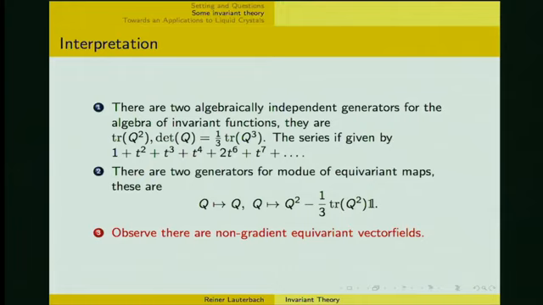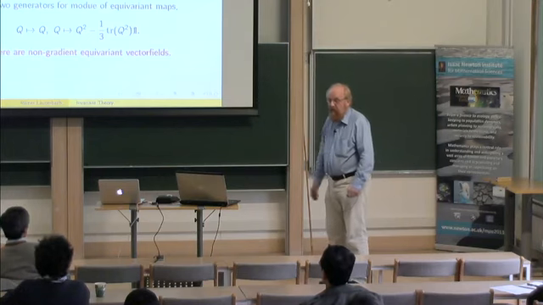One observation one should make: these are non-gradient equivariant vector fields. If you look at this, you have two generators for the equivariant maps, and two generators for the invariant functions. So you take gradients and you think all of it is gradient, but this is not true in higher order. If you go up to higher order, you lose the gradient property. It's getting much more complicated.